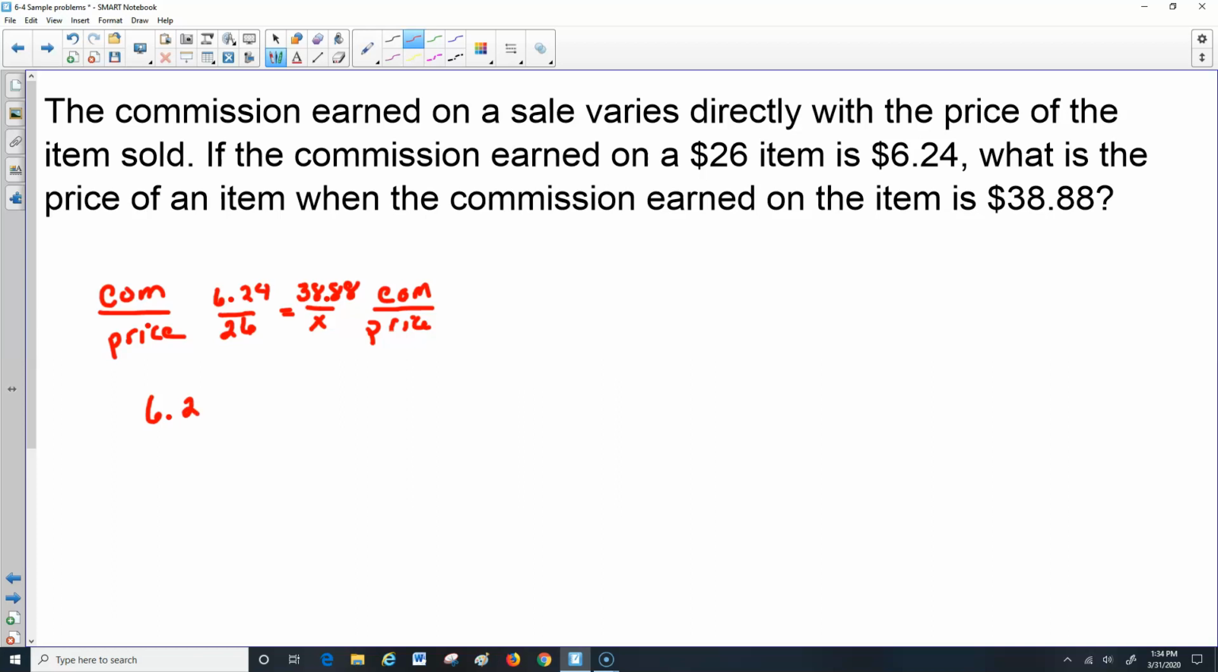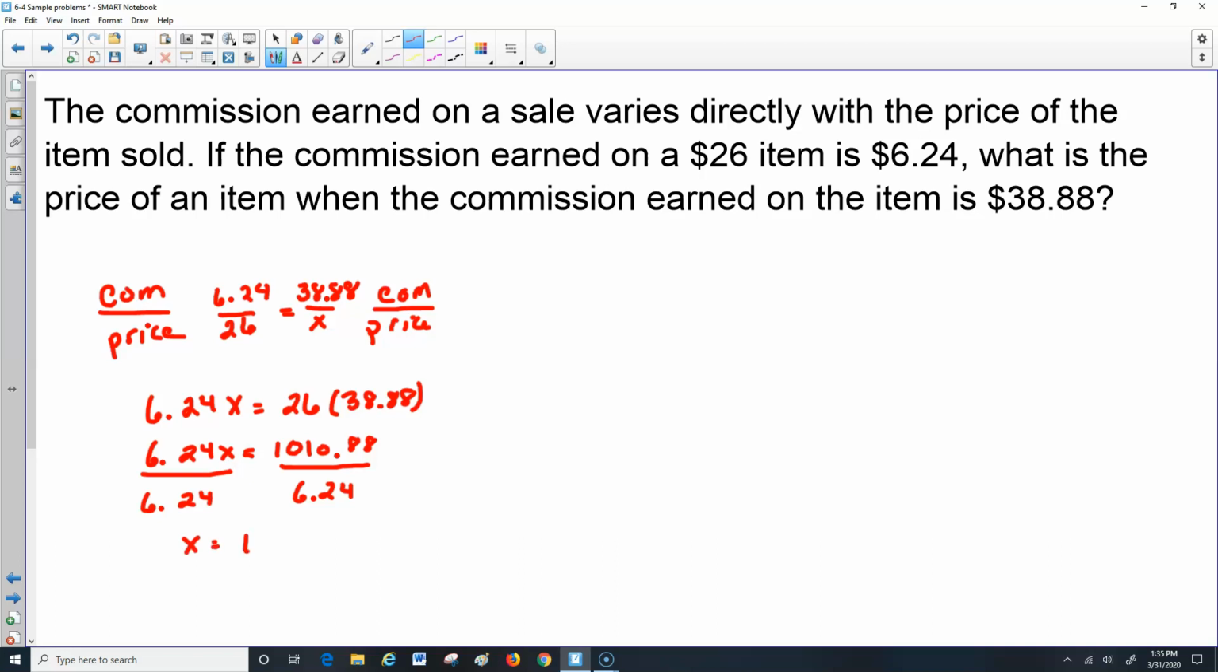So $6.24 times the X equals 26 times the 38.88. So 6.24 times X equals 1,010.88. And if we divide by the 6.24 on both sides, we'll find that X equals 162. So once again, we know that the price of the item was $162.